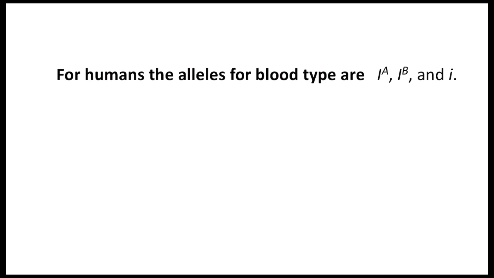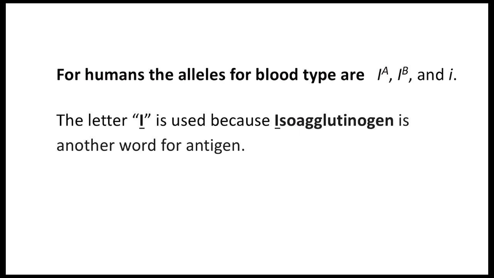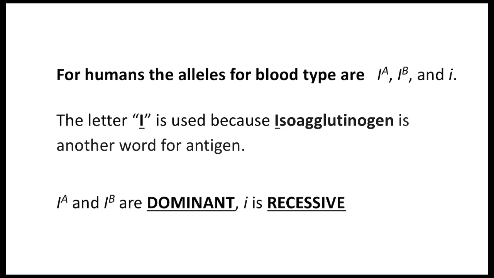So for humans, the alleles for blood types are I capital A, I capital B, and lowercase i. The fancy actual name for an antigen is isoagglutinogen. So it's much easier for us to say antigen. So this is where the I comes from in that base letter there. We don't use A for antigen because this would get confusing with the A blood type. I^A and I^B are dominant. Lowercase i is considered recessive.